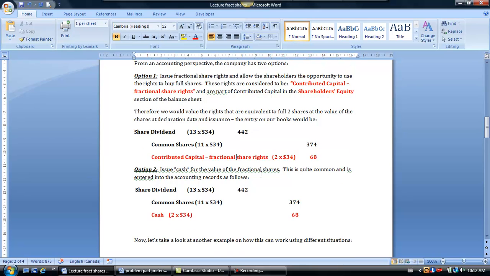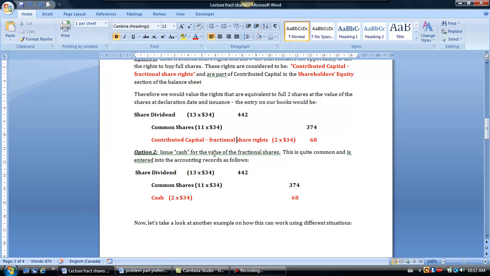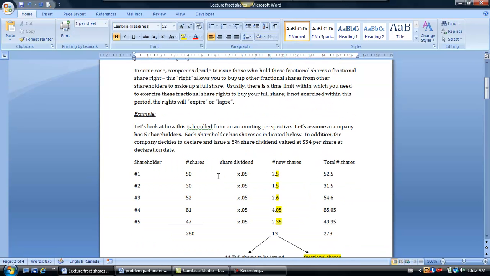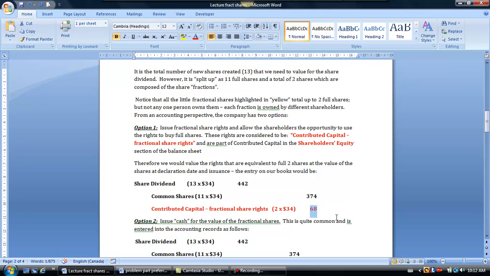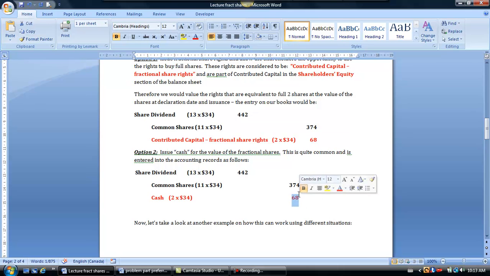The other option I have as the company, which is so much simpler and quite common, is to just credit cash for the value of those fractional shares. So in other words, each of these people that has 0.5 of a share, whatever, would get the dollar value that this equates to, right? So they would get this fraction times 34, this fraction times 34, this fraction times 34, okay? And all those fractions are going to add up to 68. So in any case, that's how I value it. But in this case, I would credit cash, all right?